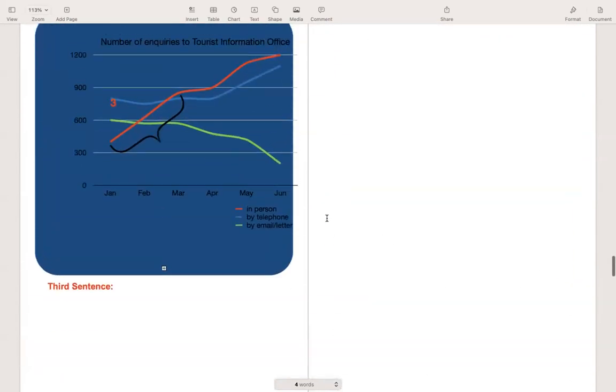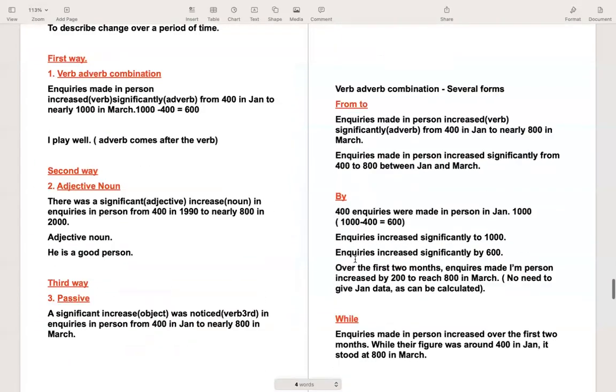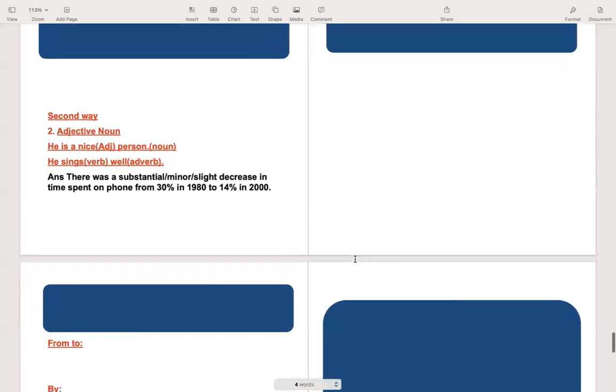For example, here you can say inquiries to tourist information office. Which inquiries? Inquiries in person. The green line, inquiries by email. The blue line, inquiries by telephone. So once you read, you'll become clear really easily. And once you do more graphs, you will not face this problem. You'll become confident. Okay. Any other doubts, anyone?